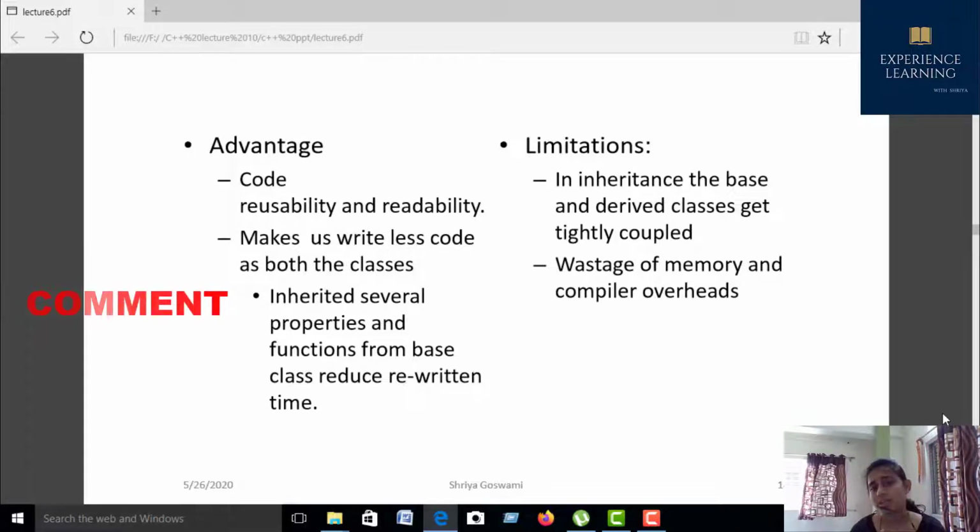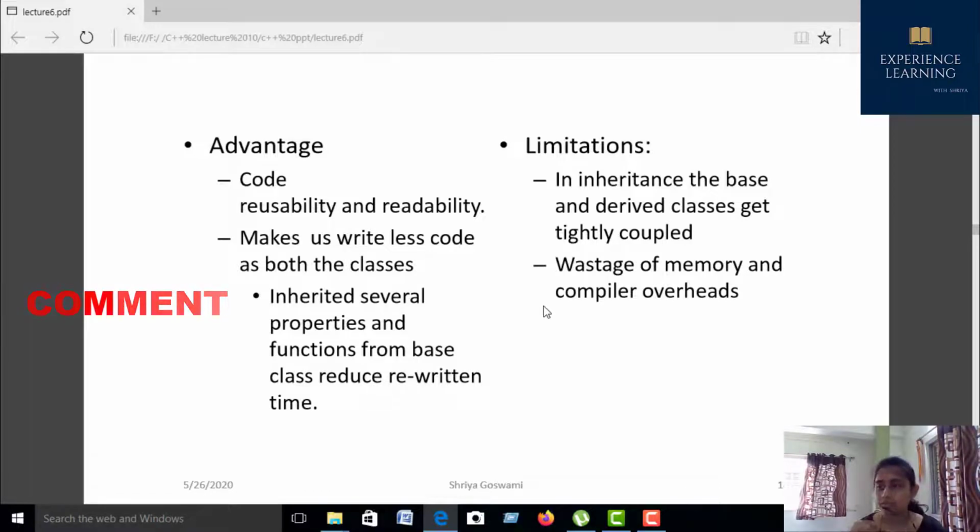The limitation is that in case of inheritance, the base and derived class get tightly coupled. So we know that in software engineering, high cohesion and low coupling is required. But here, the base and derived classes get tightly coupled. And there is wastage of memory and compiler overhead. This is a very important point, the compiler overhead.